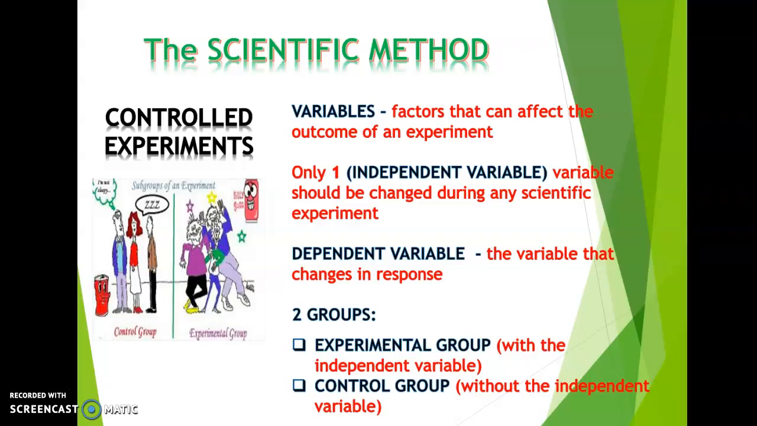Now, because of that, we have to develop two groups whenever doing a controlled experiment. We have an experimental group and a control group. Very easy to identify, very easy to understand. The experimental group is given the independent variable, that is the single variable that you are testing, and the control group is not given that variable, it lacks it. So that way we can see if that single variable does have an effect on the outcome of our experiment. And we'll be practicing this with a gizmo later on.